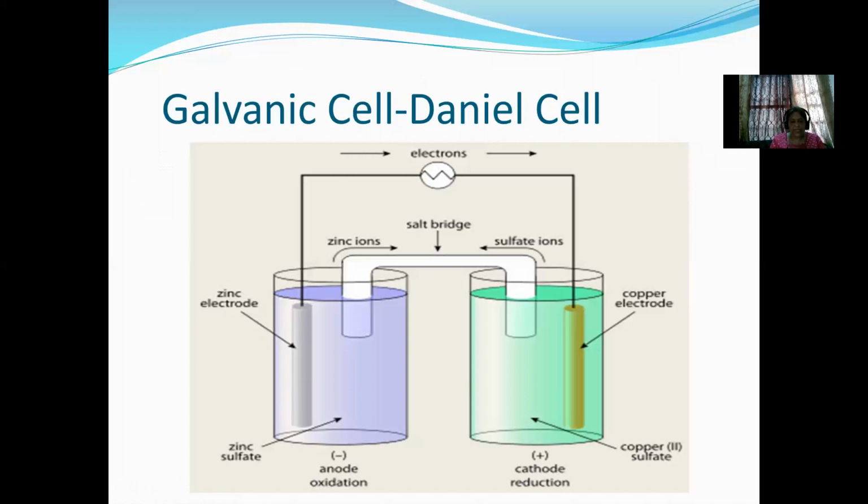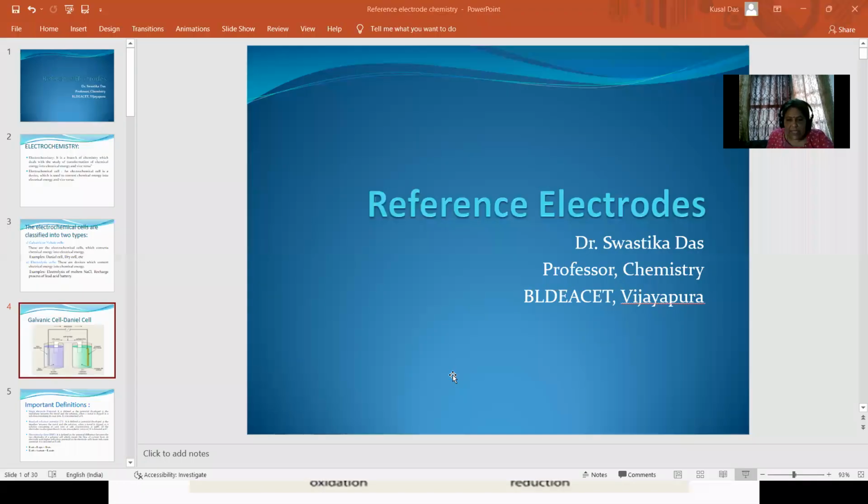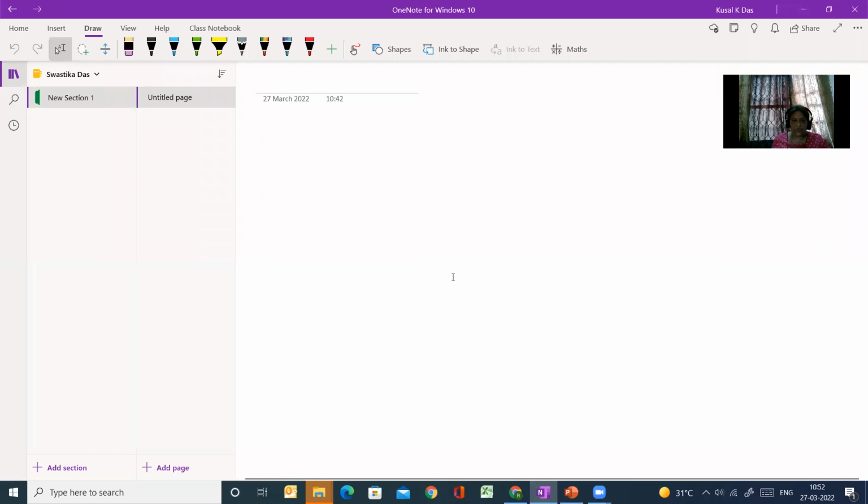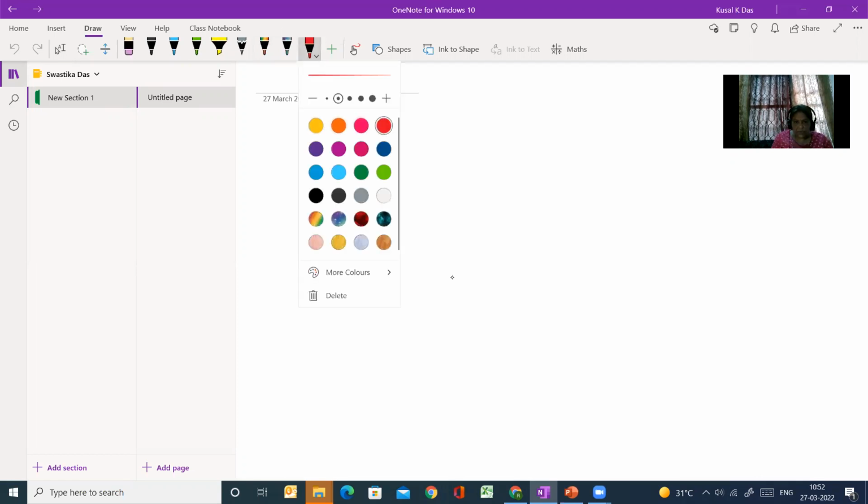Now, if we talk about the functioning of the galvanic cell, what is the function of the galvanic cell? It converts chemical energy into electrical energy. So how does it do so? I will show you the working of this kind of cell by writing the reactions.